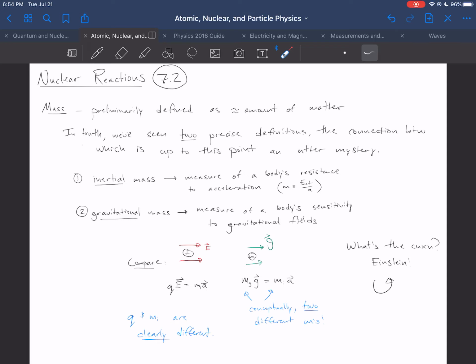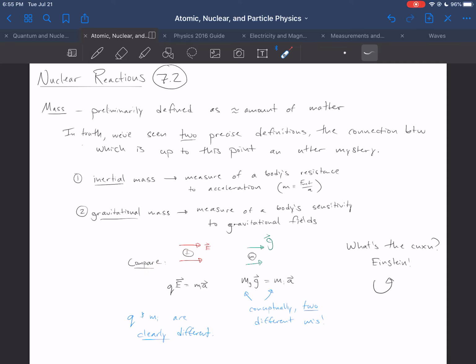Notice here that the force is calculated from the charge, otherwise known as the sensitivity to the electric field, times the electric field, giving you that total force. And that is equal to the inertial mass, the resistance to acceleration, times the acceleration. Okay, so notice how this works.